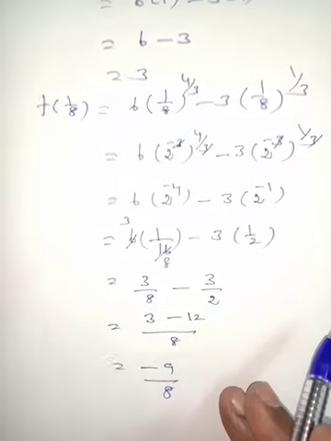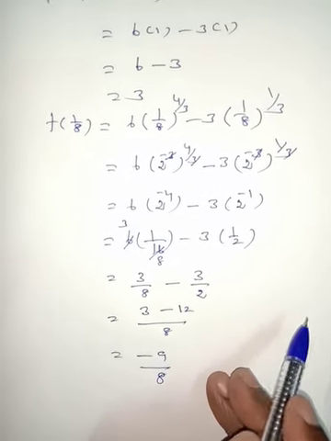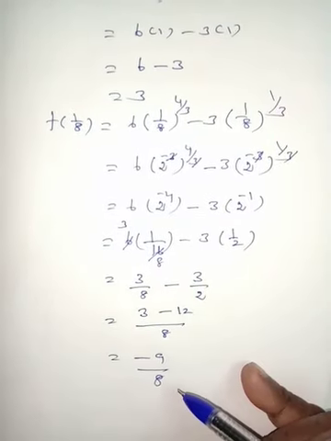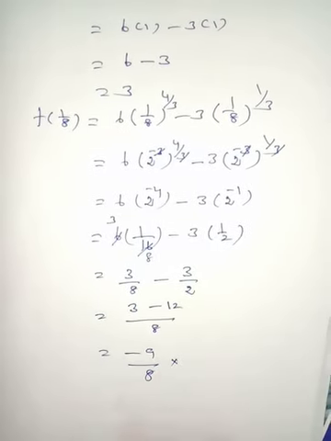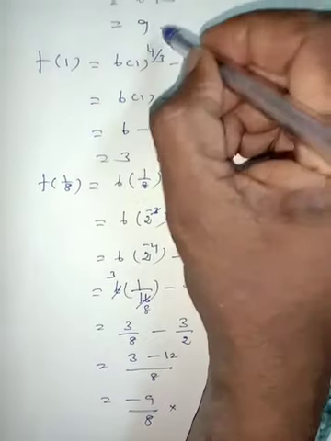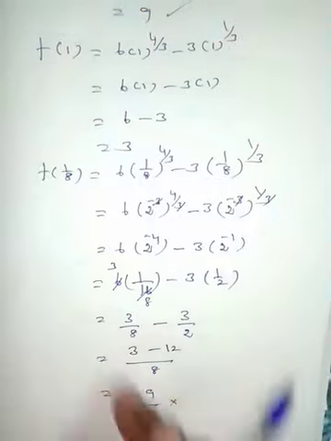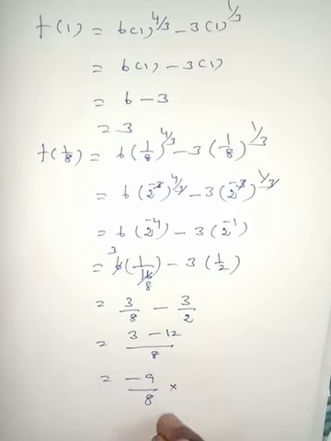The minimum number is minus 9 by 8. The maximum number is 9. The bigger number is maximum, the smaller number is minimum.